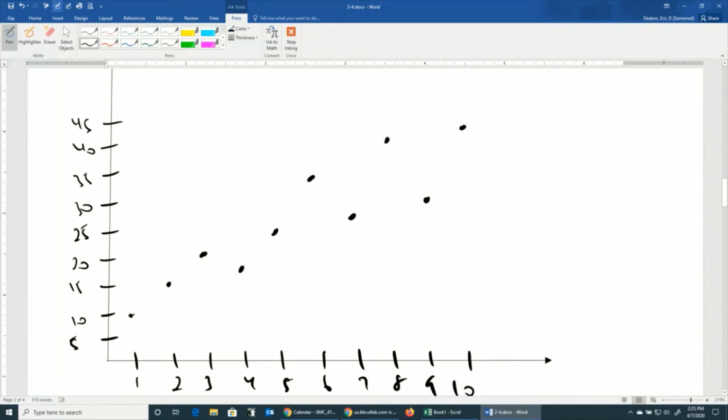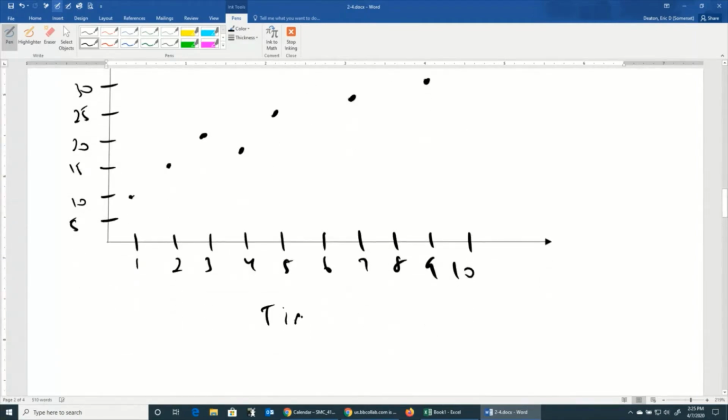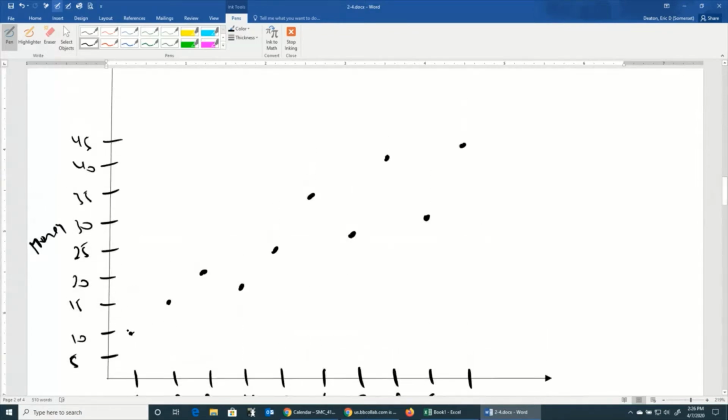So you ask yourself, does that look like it follows a line, a linear relationship? Keep in mind this is time. This would be my money. So you can say yes it does, because I can draw a line and it looks like it's following some kind of pattern in there.